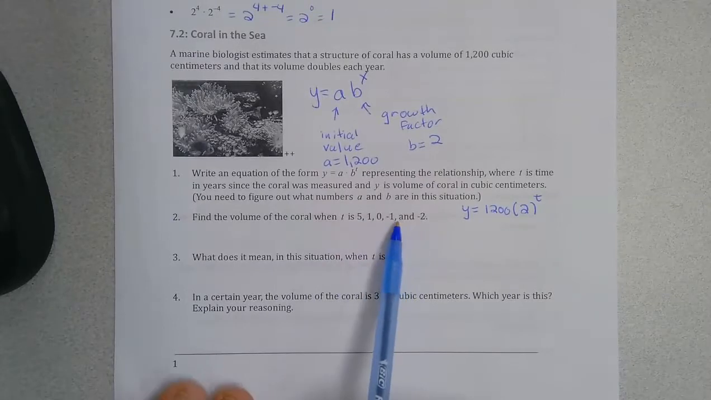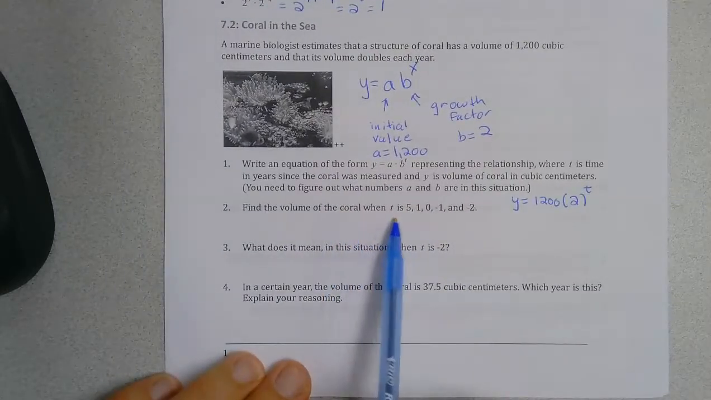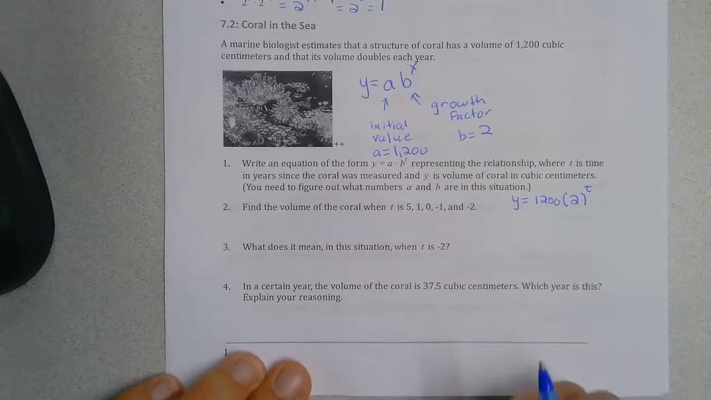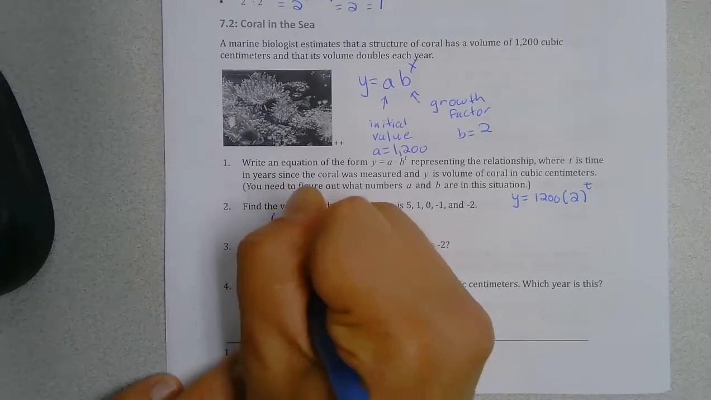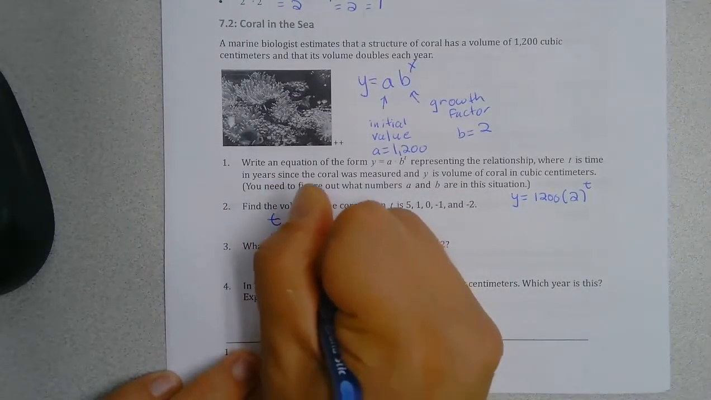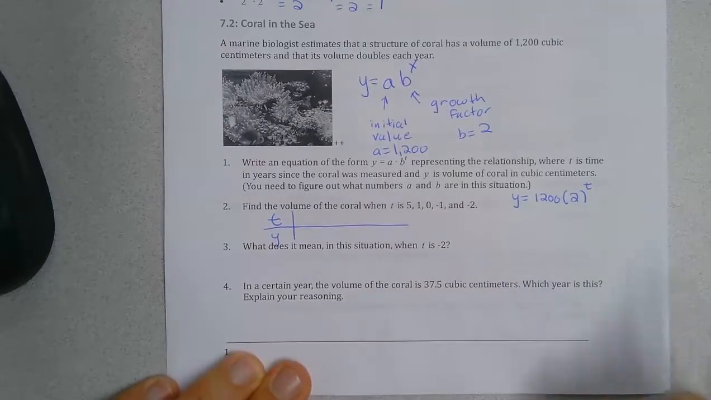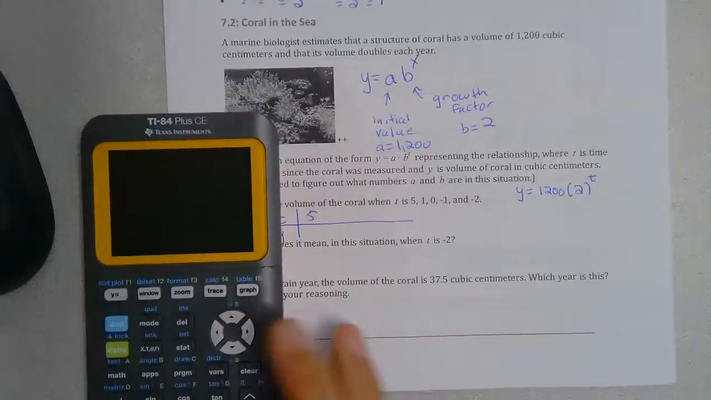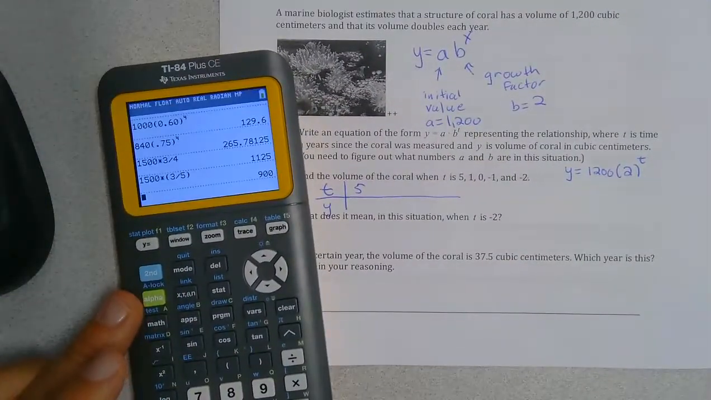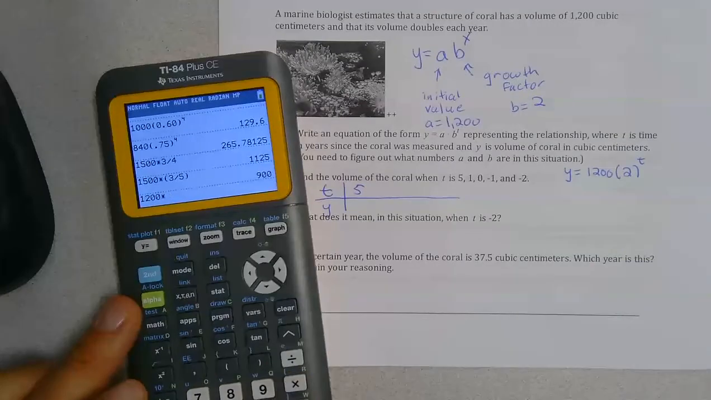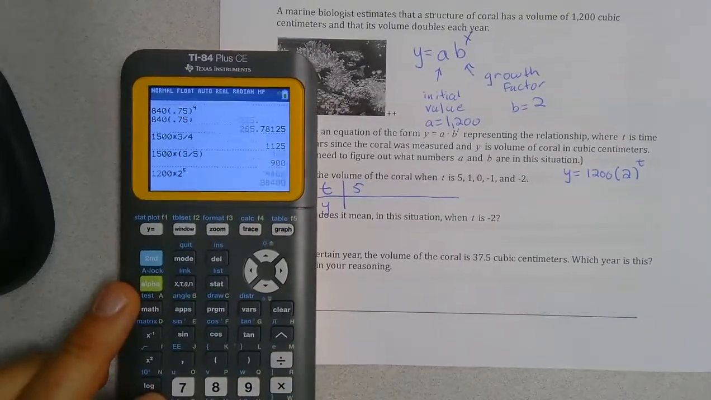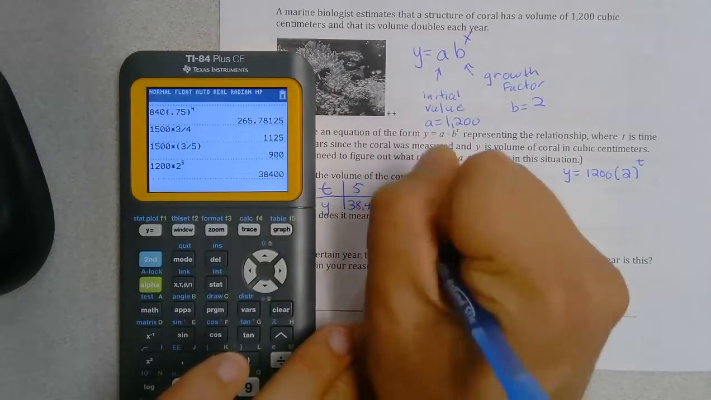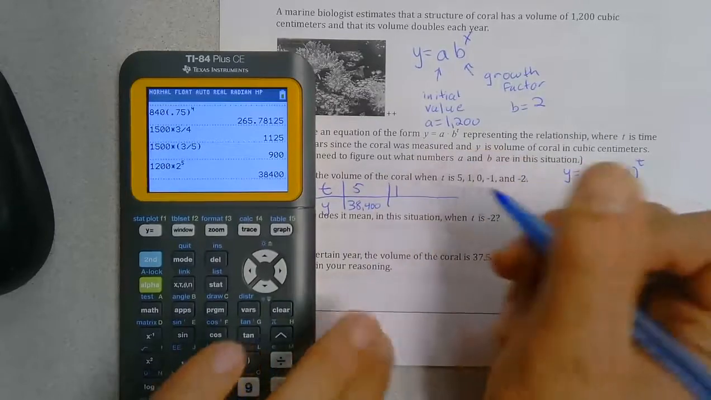So now we need to find the volume of coral when t is 5, 1, 0, negative 1, and 2. So a nice way to summarize this would be a table. So we have t, and then I'm going to put in y. I'm going to put in a horizontal table and put in when t is 5, and then use my calculator to summarize that. So down here we have 1,200 times 2 to the 5th, which is 38,400.